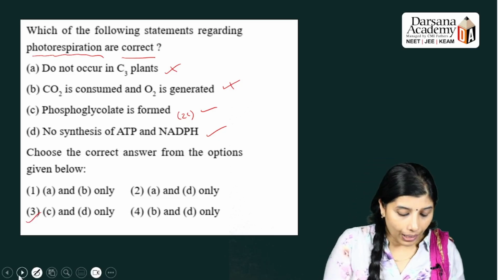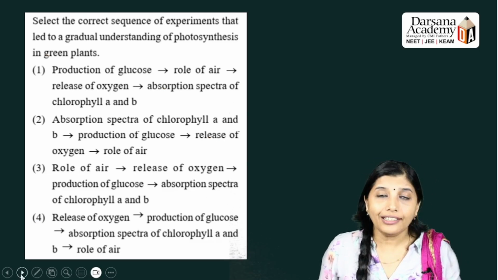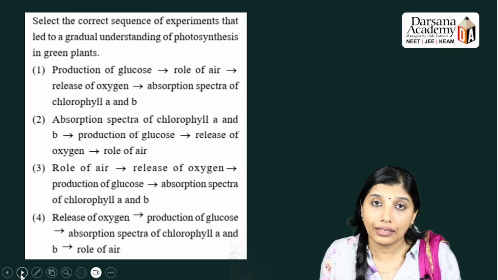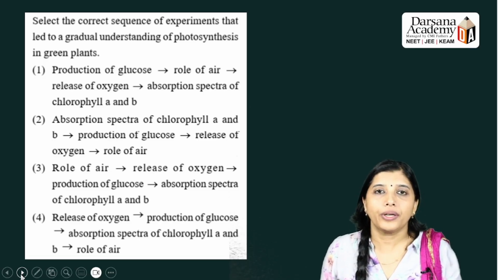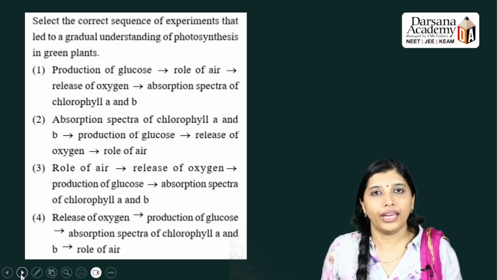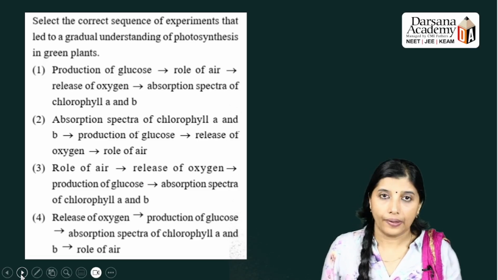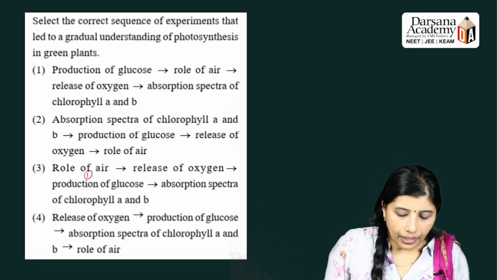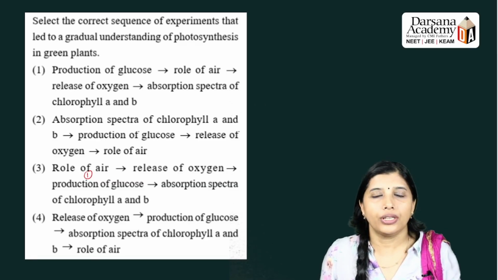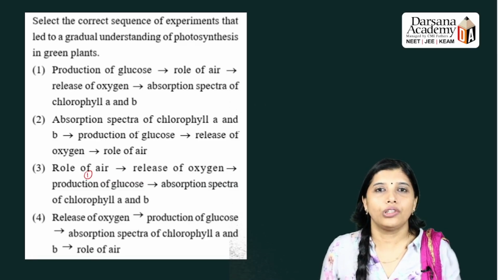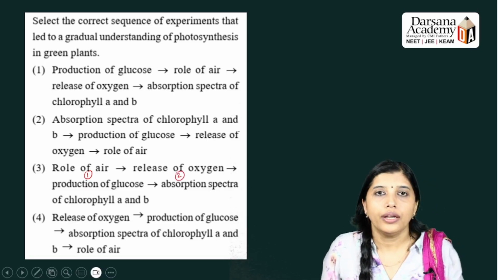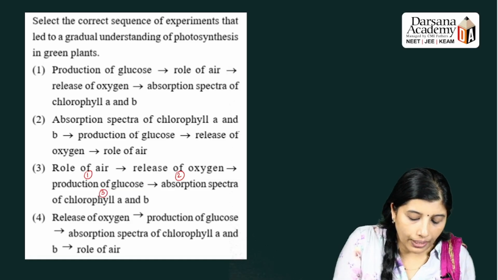Okay, and what about the next question? Select the correct sequence of experiments that led to the gradual understanding of photosynthesis in green plants. Joseph Priestley discovered the role of air in the growth of green plants, the role of oxygen. This is the first one. Then he said plants release oxygen. Then Jan Ingenhousz said sunlight is essential for the process, and that the green parts of the plant release oxygen. And Julius von Sachs showed that glucose is produced while plants grow.